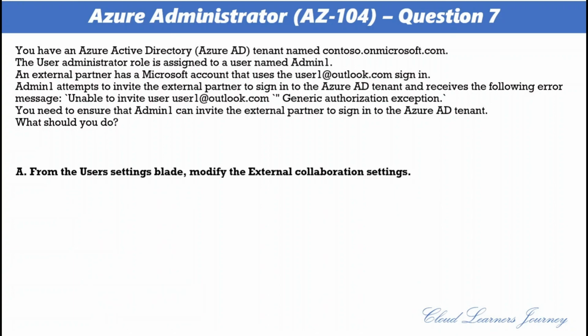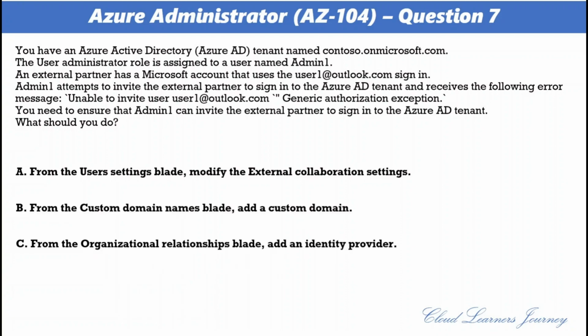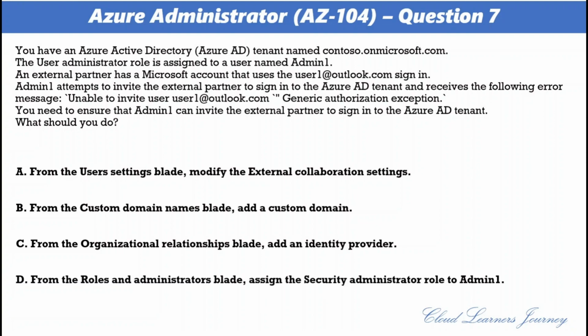And the options are A. From the User settings blade, modify the external collaboration setting. B. From the Custom domain names blade, add a custom domain. C. From the Organizational relationships blade, add an identity provider. D. From the Roles and administrators blade, assign the Security Administrator role to admin1. And the correct option is A. From the User settings blade, modify the external collaboration settings. You can adjust the guest user settings, their access, and who can invite them for external collaboration settings.